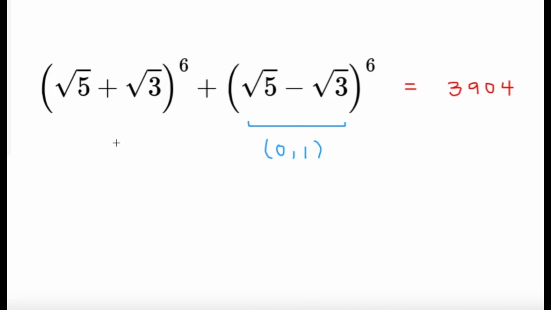Now, what does that tell us about the value of this though? Since this is between 0 and 1, we are pretty sure that the value of this thing, the 6th power of square root of 5 plus square root of 3, is going to be somewhere, we don't know the exact value, between 3,903 and 3,904. Because the second part is between 0 and 1, the first part must be between 3,903 and 3,904. And that's basically it for the question, because now we know that this value is between 3,903 and 3,904.